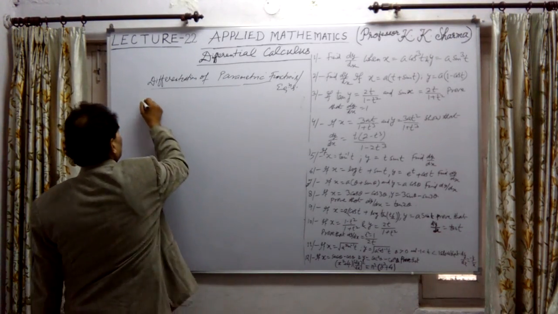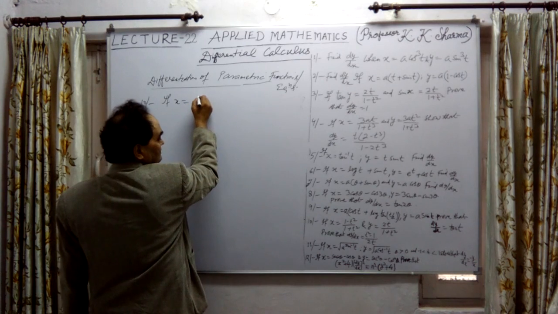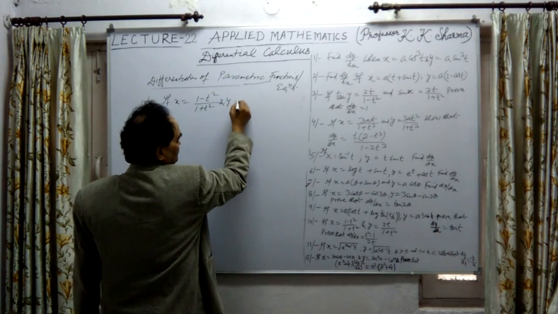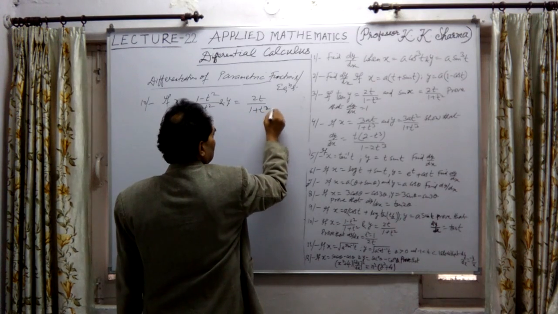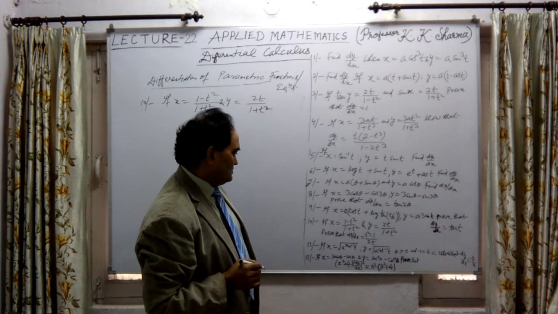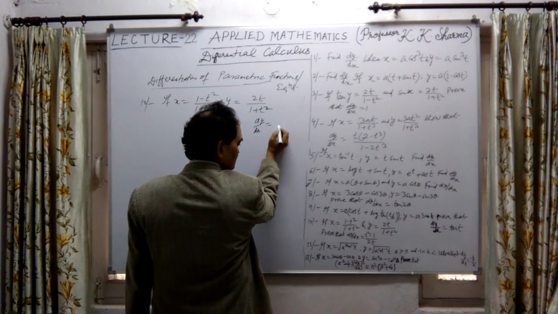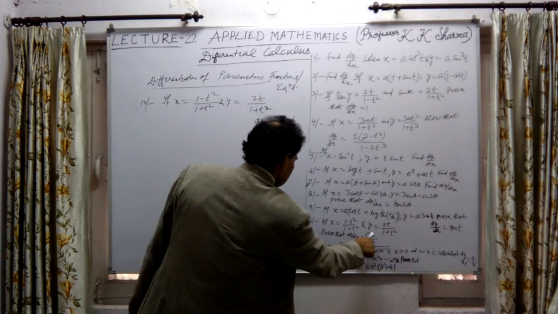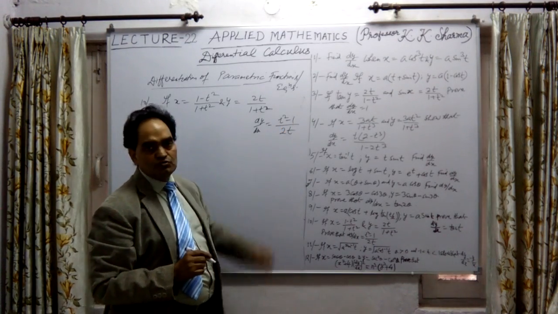Now, the 10th question. The 10th question is: if again x is nothing but 1 minus t² upon 1 plus t², and y is 2t divided by 1 plus t². Here again, a trigonometric assumption can make it easier. And we have to prove that dy/dx is t² minus 1 divided by 2t. We have to prove that dy/dx is nothing but t² minus 1 upon 2t.